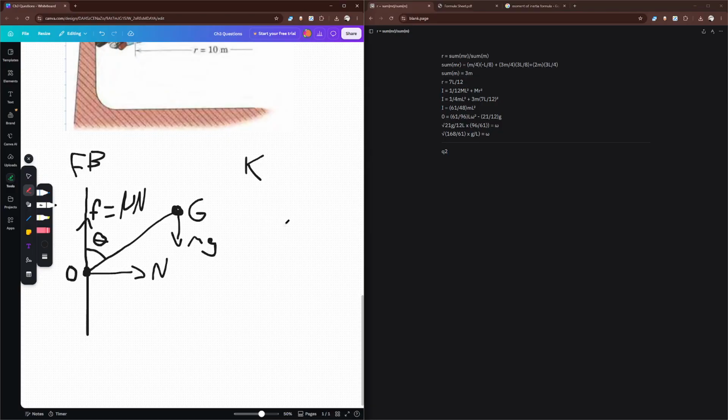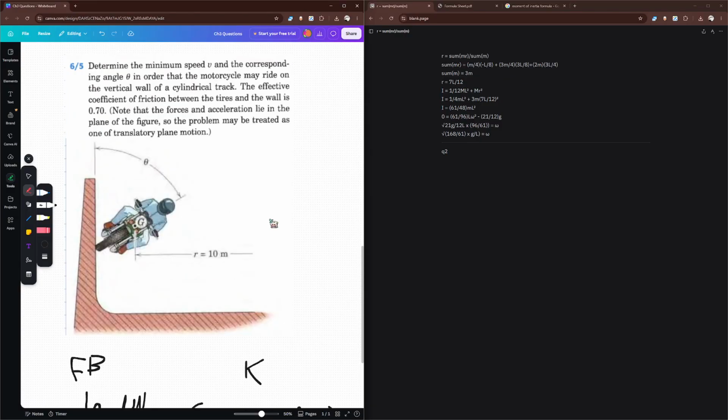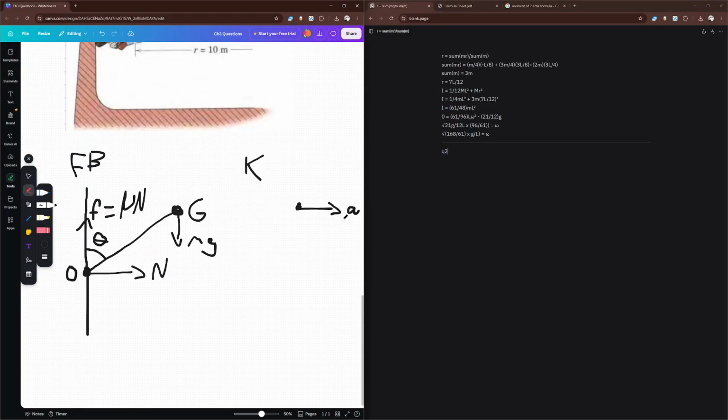Which way is he going to be accelerating? Well, if we have our G here, everything else stays the same, right? We know that he is accelerating in this direction, and I'm just going to put an A, because that's his normal acceleration, in this direction with r equals 10, right? This is normal acceleration.